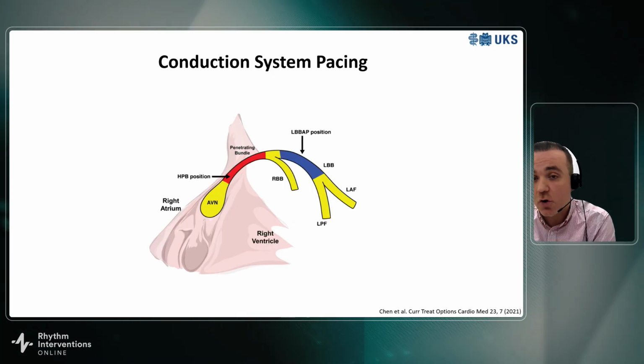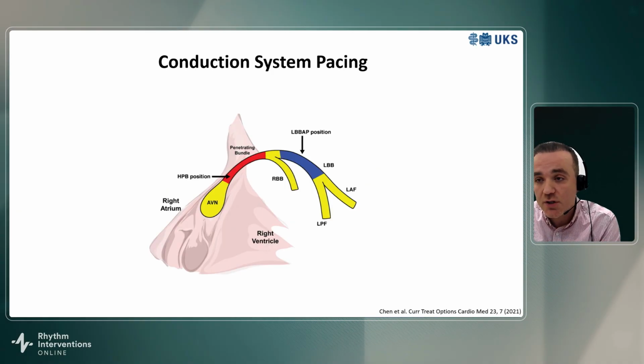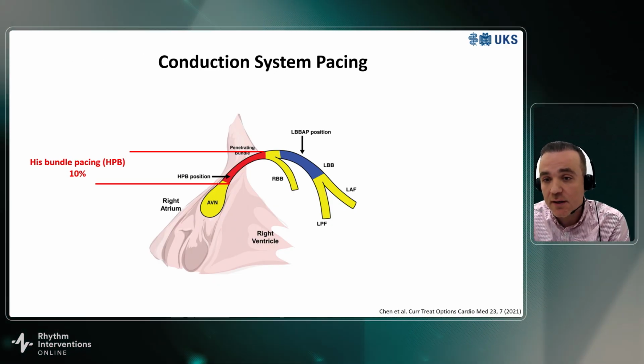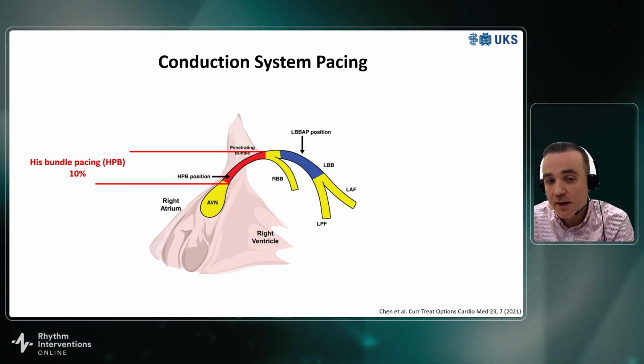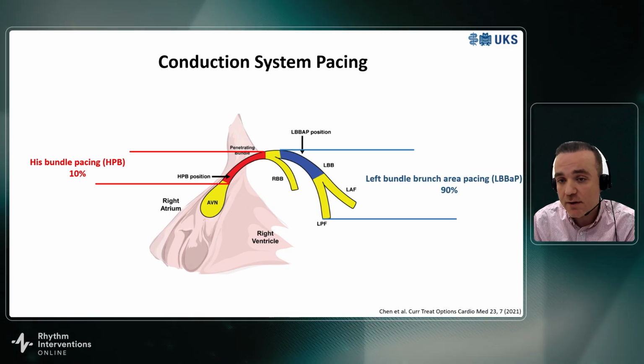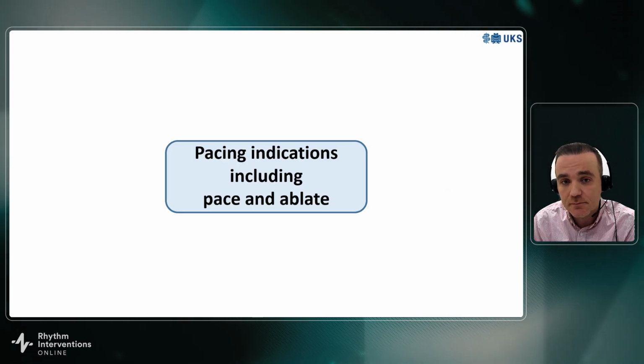And if you want to perform conduction system pacing, we have two options. The first one is the His bundle pacing, which accounts for around 10% of all performed cases nowadays. And the second option is left bundle branch area pacing, which accounts for around 90% of our cases.